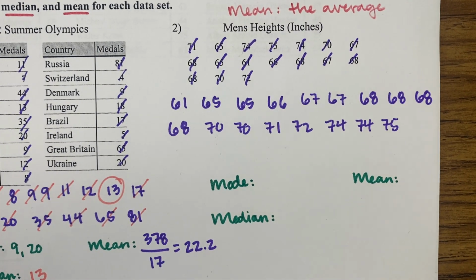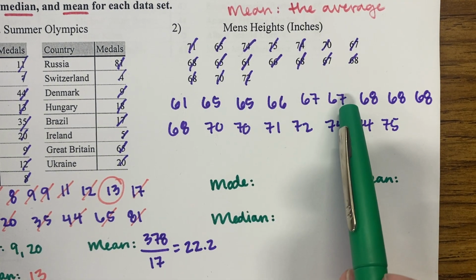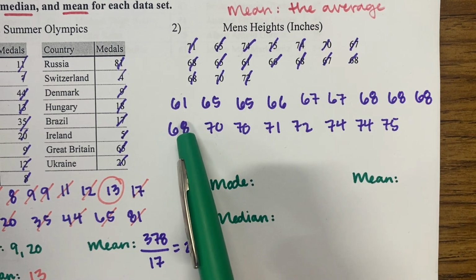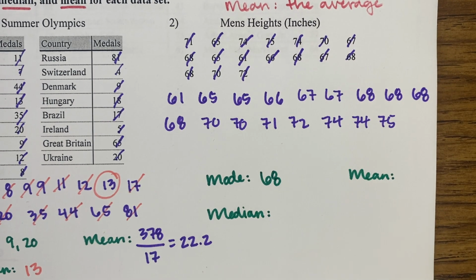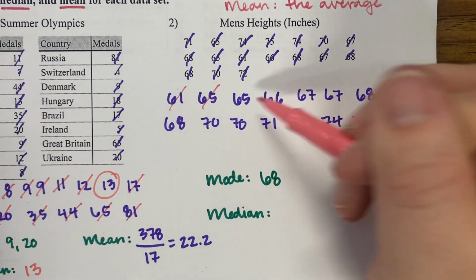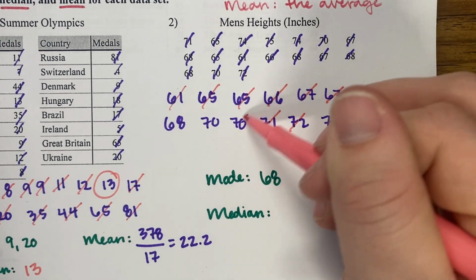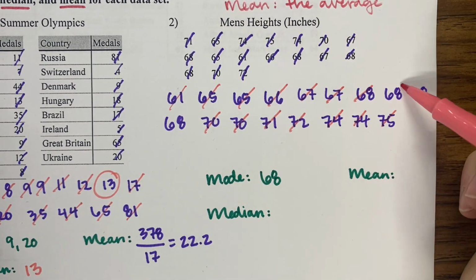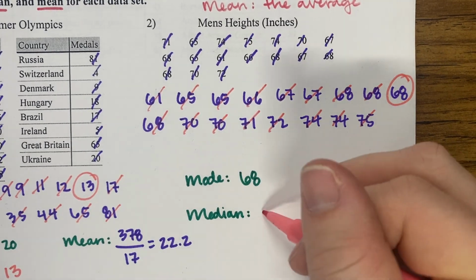Okay, so to find our mode, just going to find whichever number shows up the most. Okay, so 2 65s, 2 67s, 4 68s. So definitely our mode is 68. That one shows up the most. Okay, our median, let's find the number in the middle. And our median is 68 as well.